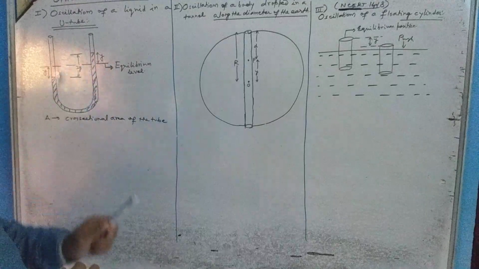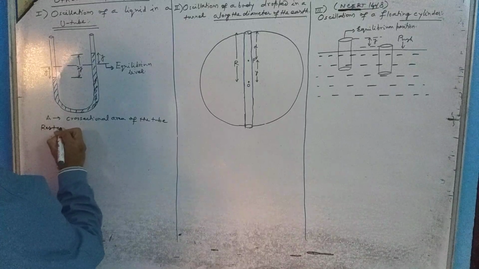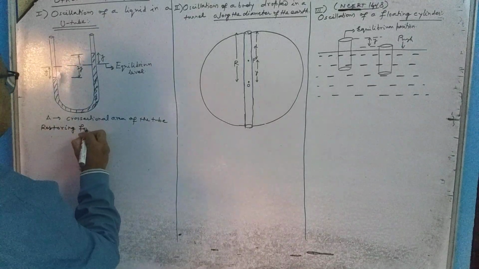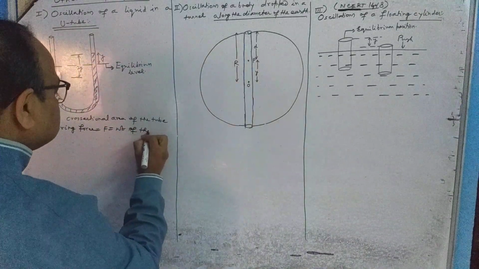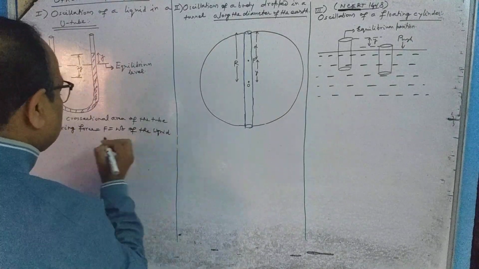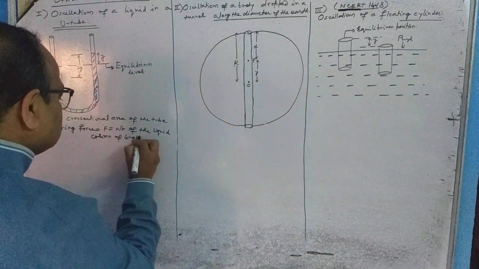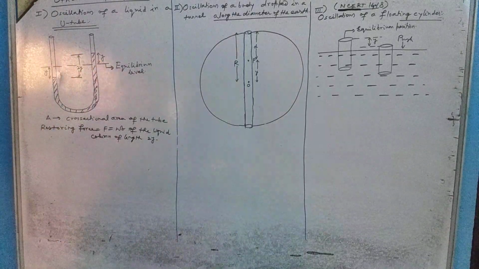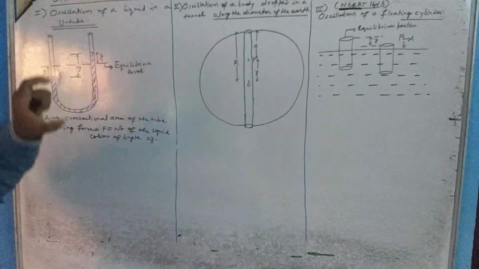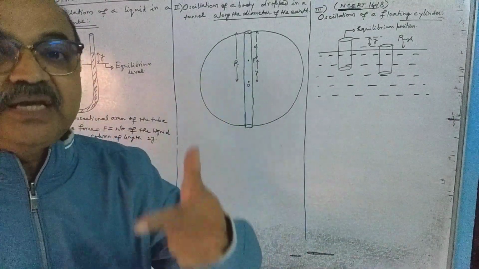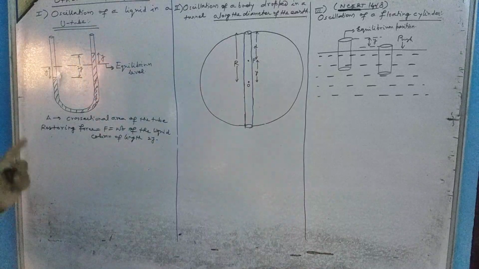This y and this y, both of them. What will we write? Restoring force F is equal to the weight of the liquid column of length twice y. It is due to the weight of the liquid column of length twice y that the restoring force is acting. Okay?